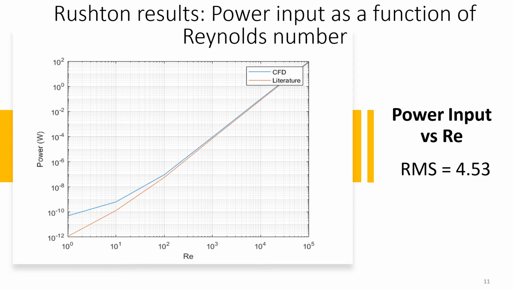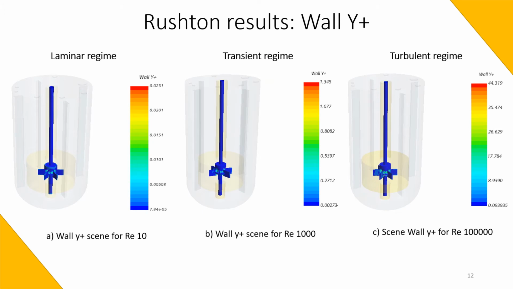The simulated power input has a similar behavior to the literature one, calculated with the theoretical power number for the stirred tank with a Rushton impeller. The root mean square error in this case is 4.53, a relatively small value that can be explained by the laminar flow, in the same way as the power number error discussed before. These results show that the Y plus values for the laminar and transition regimes are in a range less than 5, which is desired. However, for the turbulent regime, these values are greater than 5, although only in a few areas of the impeller.